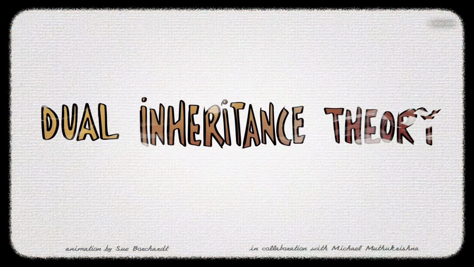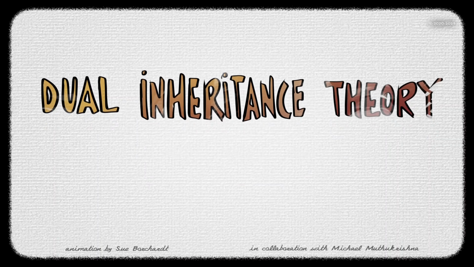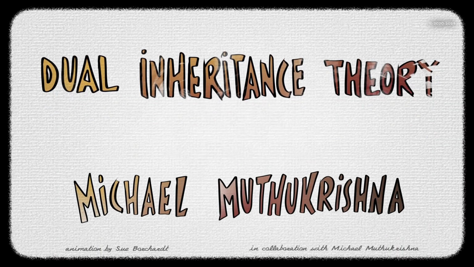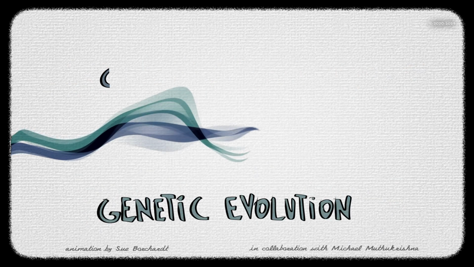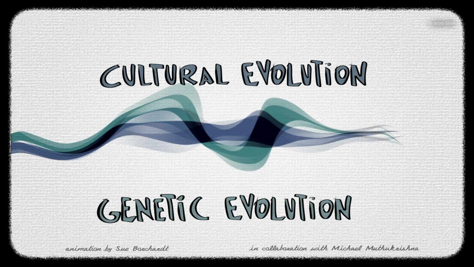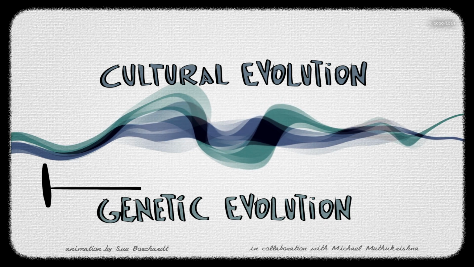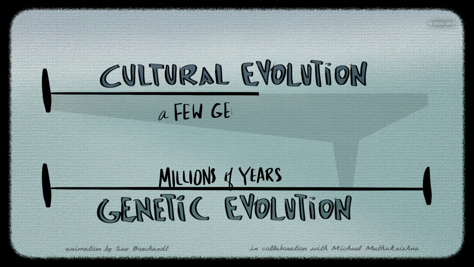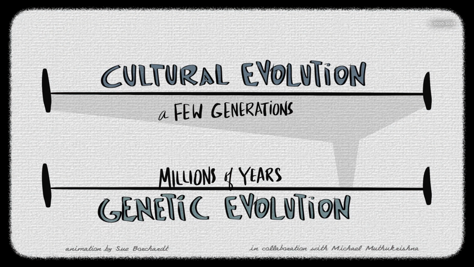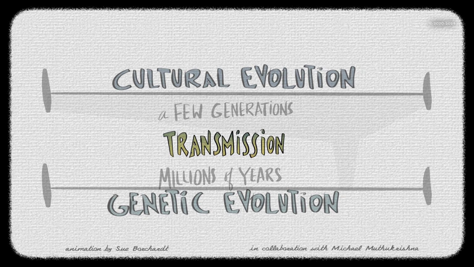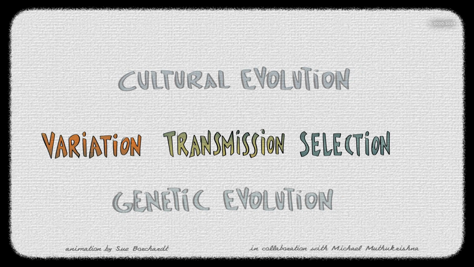In the first 2 episodes of this series, we explored dual inheritance, a theory I learned of from researcher Michael Muthukrishna. The basic idea is that genetic evolution and human cultural evolution form interactive strands. Though the mechanisms and timescales are different, both genes and culture change slowly over time, playing out as the result of transmission, variation, and selection.